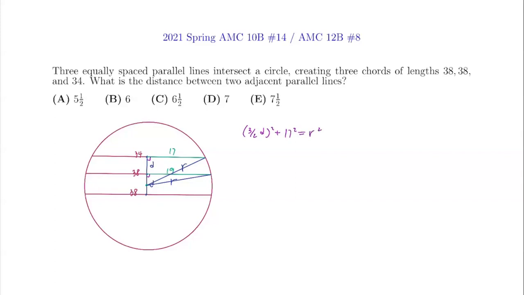Now for our second right triangle, we have this one here that has one leg being (d/2) squared, plus 19 squared equals r squared as well. Okay, so let us expand out, giving us 9/4 d squared plus 17 squared, which is 289, equals r squared. And then we also have that 1/4 d squared plus 361 equals r squared.